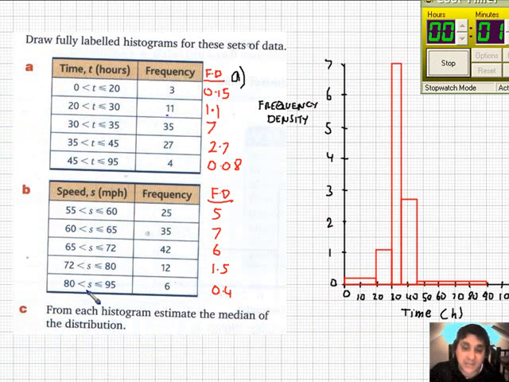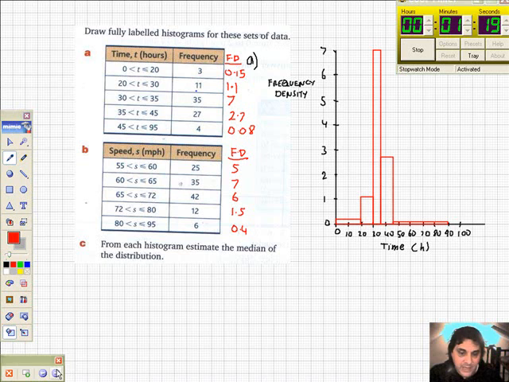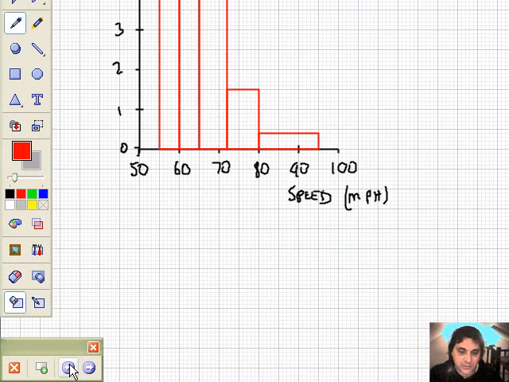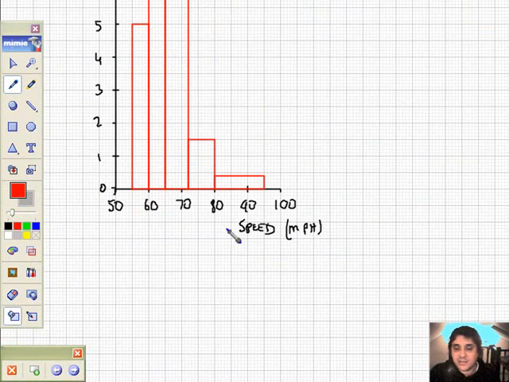And I've done the same for part B, speed. So 25 divided by 5 is 5, 35 divided by 5 is 7, etc. And so I've got the histogram next door for the speed. If you let me do it, there it is. Oops, gone too far. That's that one there. Again, frequency density along the y-axis, and the speed along the x-axis, the continuous variable. And these are the bars I created earlier before I clicked on the video.